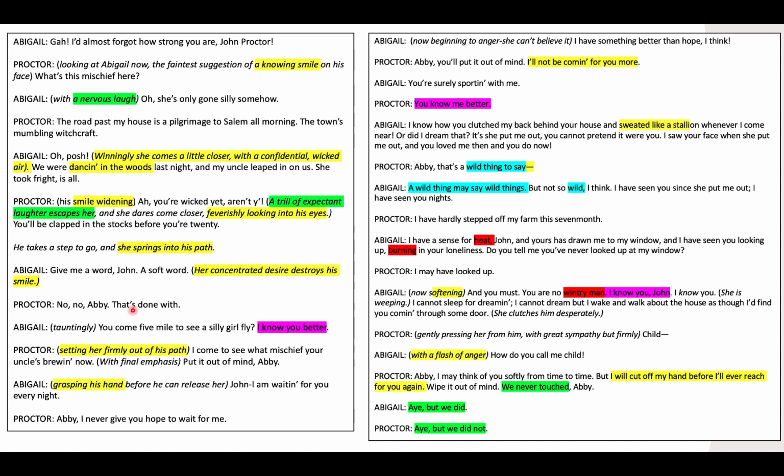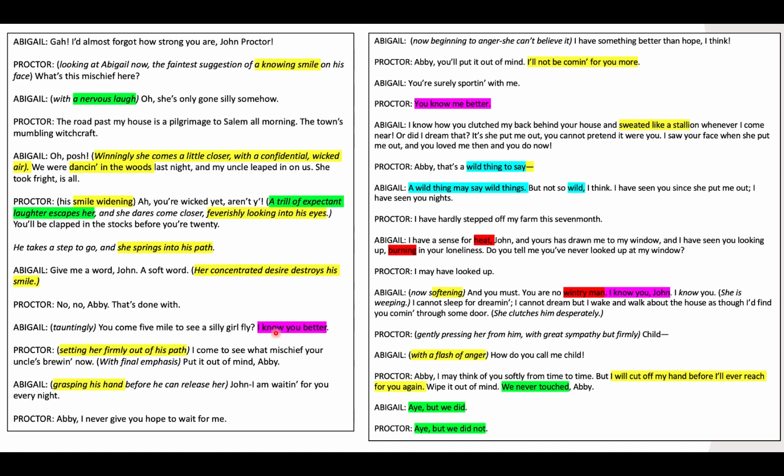So all of these bits in yellow, these are just things that I thought stood out, and I'll talk to you about the patterns. So then we have this idea of knowing. All the pink here, I thought, oh, we've got repetition here. But actually what's interesting is not only is this repetition, but it's repetition between the characters, which suggests a relationship.